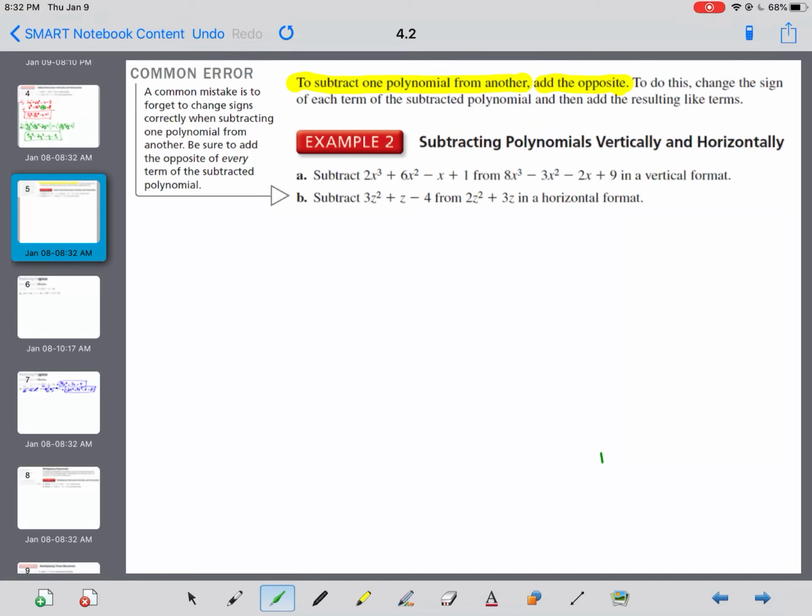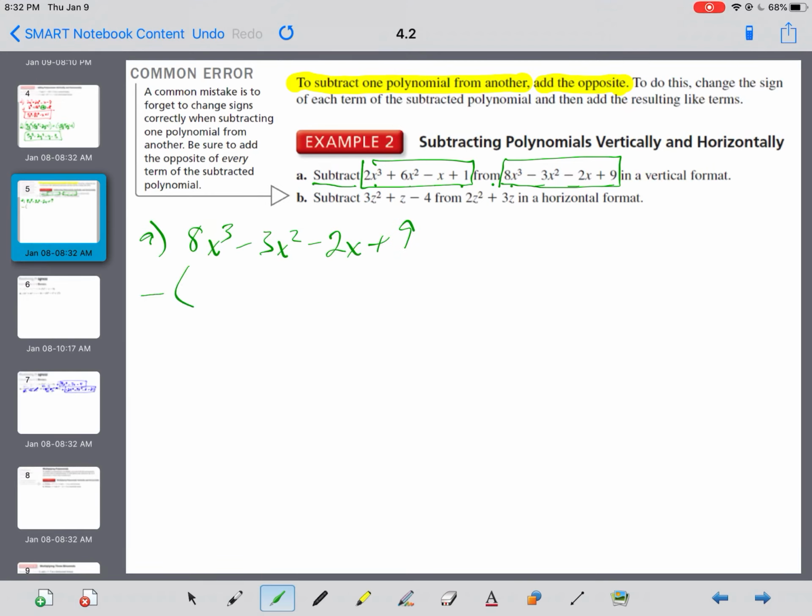They want us to subtract 2x to the third plus 6x squared minus x plus 1 from 8x to the third minus 3x squared minus 2x plus 9. That means this one goes first, and we want to subtract this one. So when I write this, and I'll do this one vertically like they ask, I'm going to write 8x to the third minus 3x squared minus 2x plus 9 first.